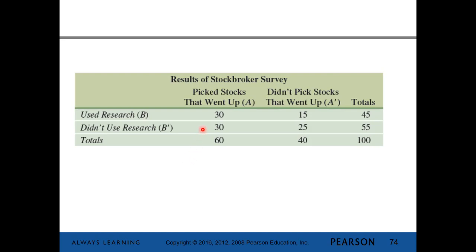So in this case, our sample size shrunk. Instead of dealing with 100, our sample size is now 55. Out of this 55, how many stocks went up? 30. So the probability of picking a stock that went up, given that the person did not use research, is now 30 divided by 55. Does that make sense? So it'd be 6/11ths. And that's conditional probability.